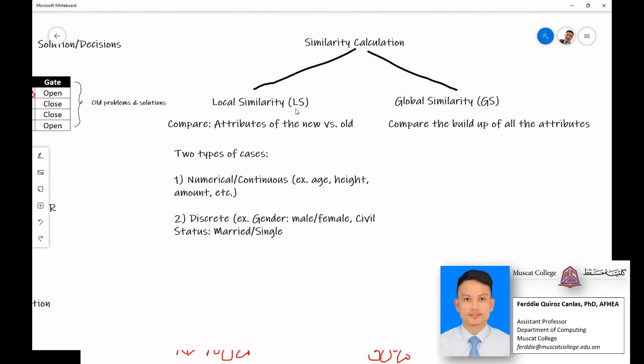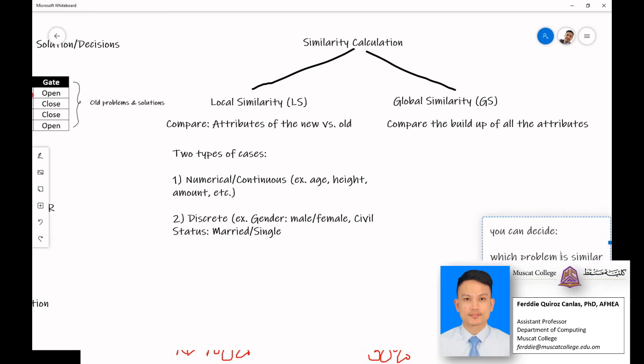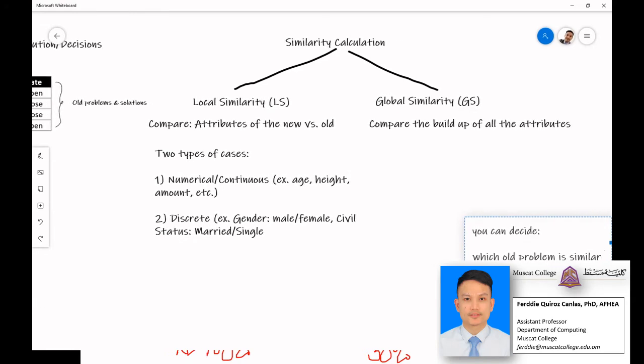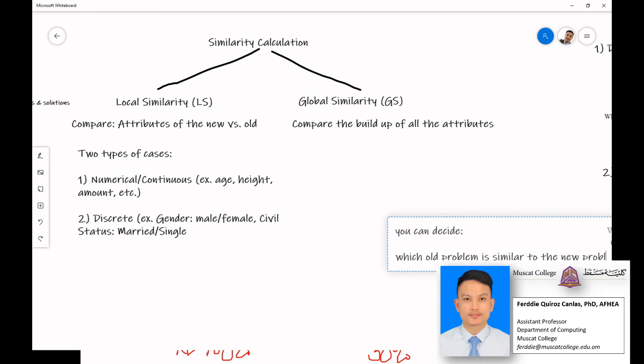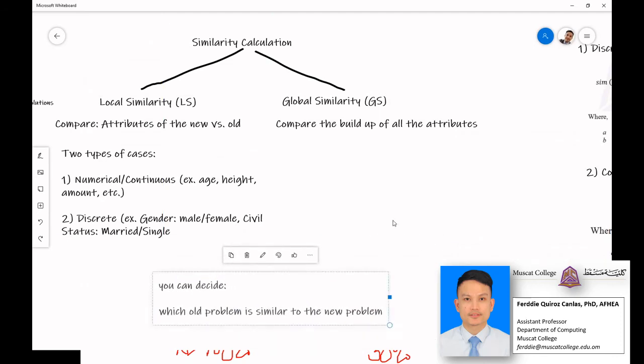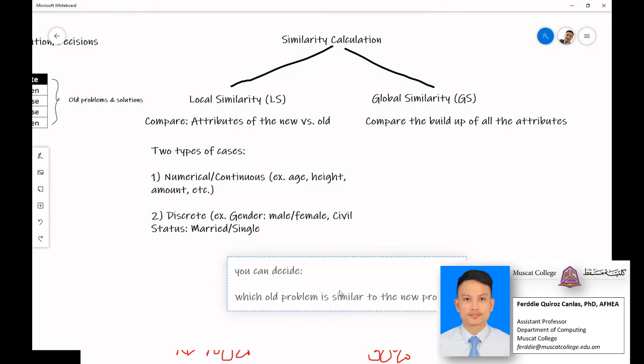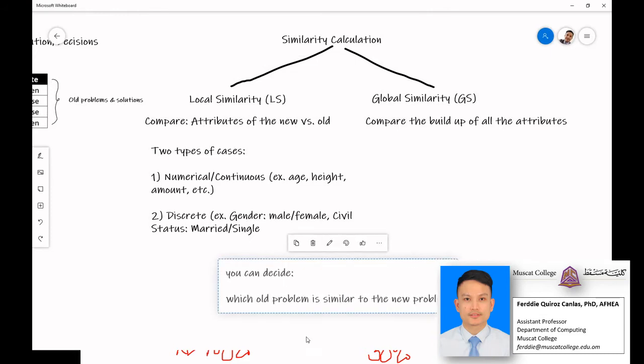Now, after you finish calculating the LS and the GS, you can now decide which old problem is similar to the new problem. Okay, so this is our ultimate goal. So after calculating the similarity, we can now decide which old problem is similar to the new problem, and we're going to either use or revise the solution.